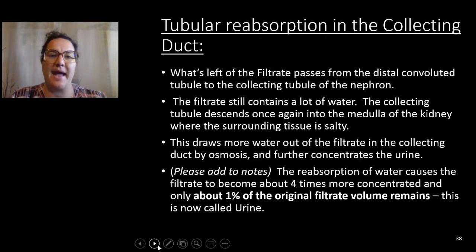What's left of the filtrate passes from the distal convoluted tubule into the collecting duct of the nephron. There is still a lot of water in this filtrate, and as the collecting tubule descends through the medulla of the kidney where the surrounding tissue is salty, more water is drawn out of the filtrate, concentrating the urine further. So the reabsorption of water causes the filtrate to become about 4 times more concentrated from the top of the collecting duct to the bottom. And now only about 1% of the original filtrate from Bowman's capsule remains, and it's now called urine.